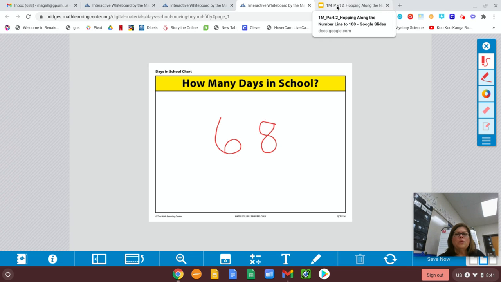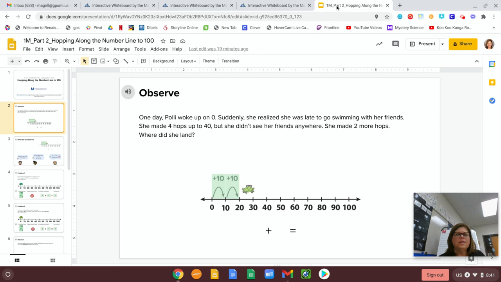Now, as we move on to our math lesson today, we're going to be doing some counting by tens on the number line, but I'm going to be giving you some word problems to solve. And I've been playing around with this. I can't slow this little froggy down. He just wants to hop, hop, hop, hop, hop really fast.